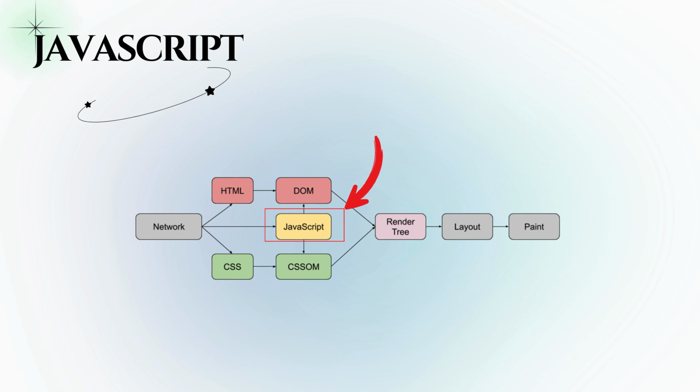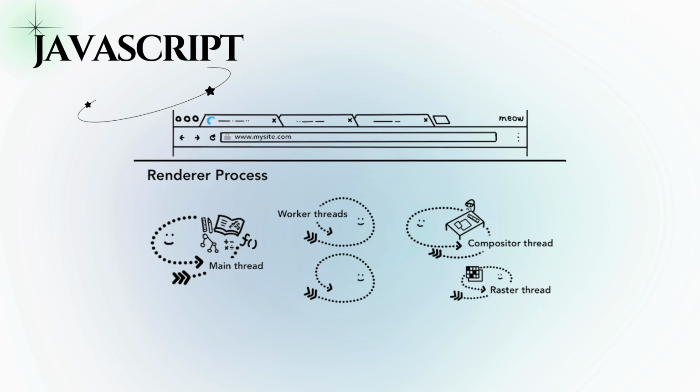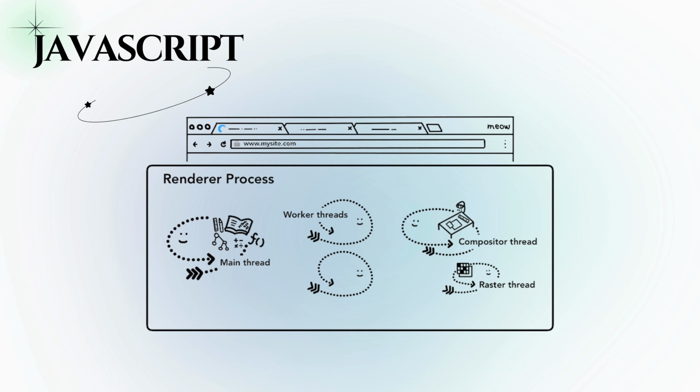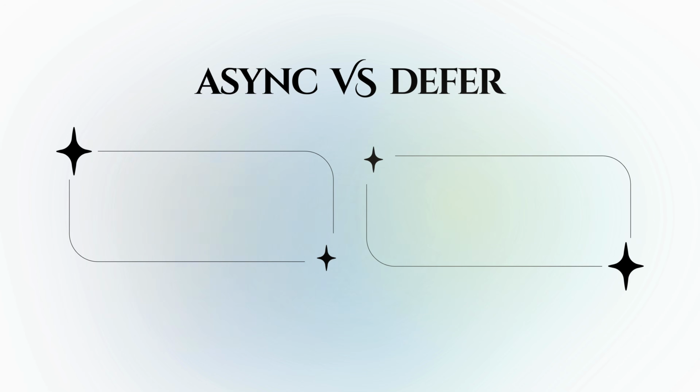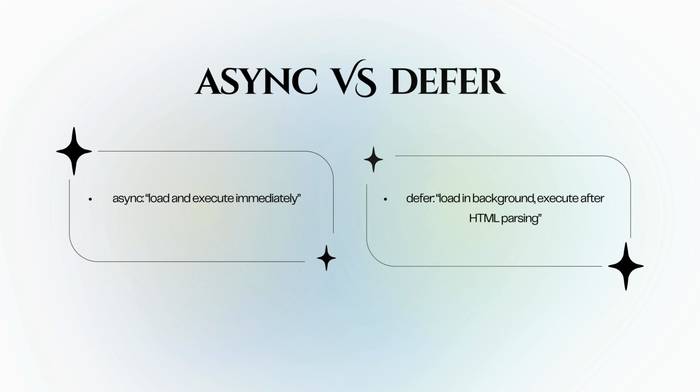During all this, JavaScript and other resources play a major role. JavaScript can directly modify the DOM and CSSOM during rendering, making it performance critical. The rendering main thread in browsers is single-threaded. When encountering a script tag, parsing must pause to execute JS, since JS might change the structure. The async and defer attributes control how external JS is loaded and executed. Async: load and execute immediately, suitable for independent scripts. Defer: load in background, execute after HTML parsing, suitable for DOM-dependent or order-sensitive scripts.